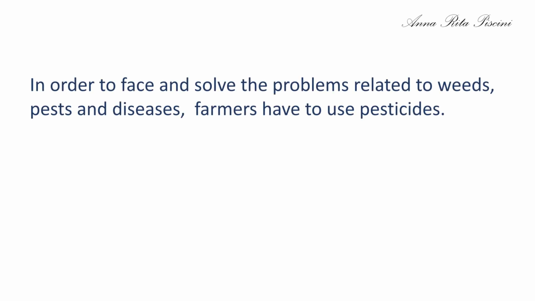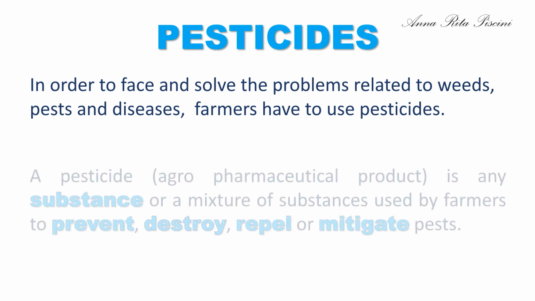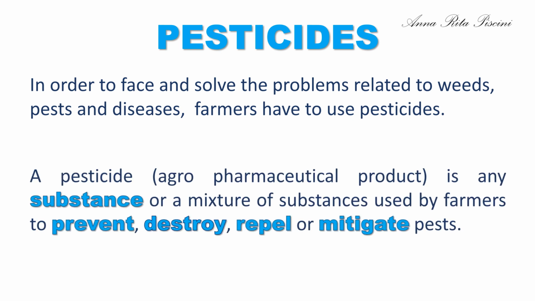In order to face and solve the problems related to weeds, pests, and diseases, farmers have to use pesticides. So, what are pesticides? A pesticide, or better, an agropharmaceutical product, is any substance or a mixture of substances used by farmers to prevent, destroy, repel, or mitigate pests.